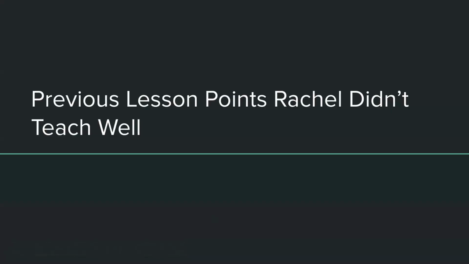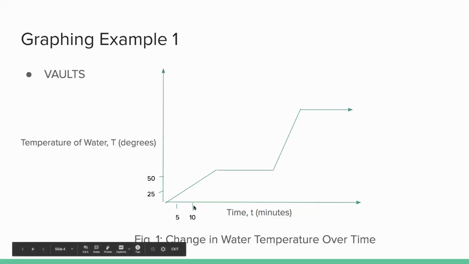Previous lesson points that I didn't teach well because I did not give enough examples. So, review. I remember that I didn't teach the graphing part well about VOLTS. If you remember, VOLTS stands for variables, arrows, units, labels, title, and scale. For variables, you can see when I title the graph, I have the letter T beside temperature of water. The T is to represent temperature of water, and the lowercase t represents time.